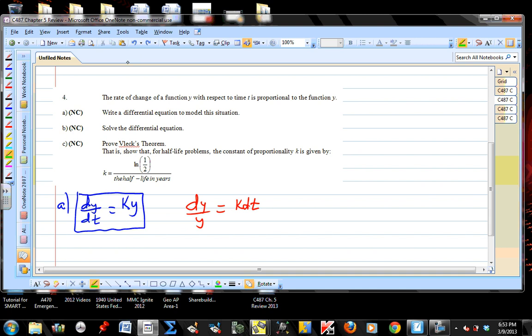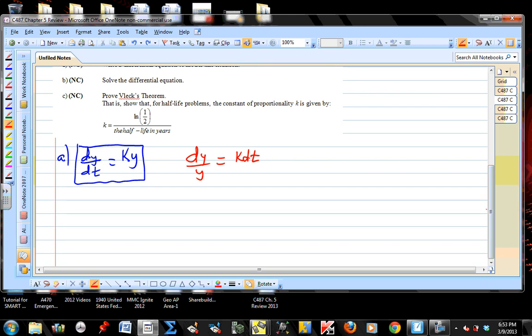So now, let's integrate the left side and integrate the right side. The integral of dy over y is natural log of the absolute value of y plus a constant. The integral of k with respect to t. Remember, k is a constant. That's kt plus a second constant. Now what we want to do is subtract constant 1 from both sides. Constant 2 minus constant 1 makes a different constant, so we'll call it c sub 3.